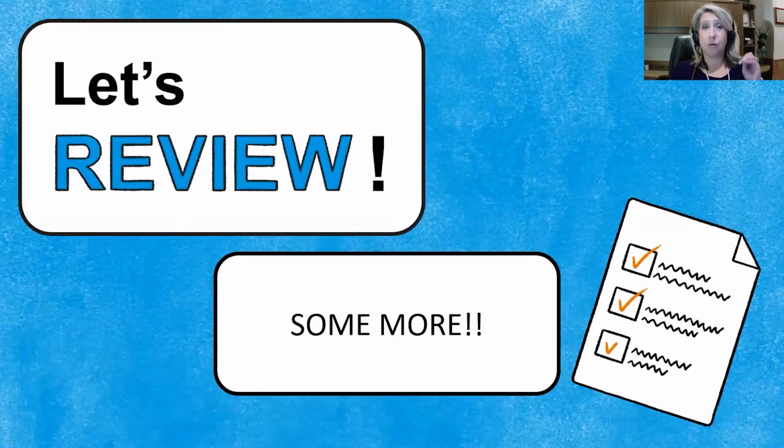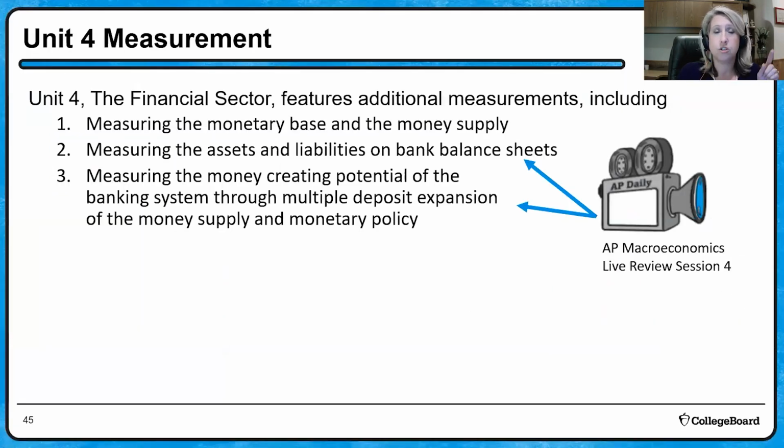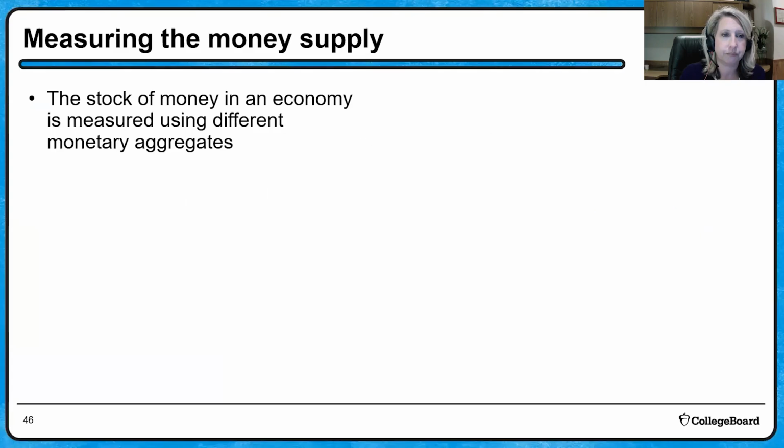All right, so now let's transition to economic measurement in Unit 4. In Unit 4, the topics that kids tend to struggle with the most are questions about the monetary base and the money supply, and questions about bank balance sheets and multiple deposit expansion of the money supply. Mr. Romano is going to take you through the financial sector, bank balance sheets, and money creation and the money supply. We're just going to take a look at the monetary base calculation for today.